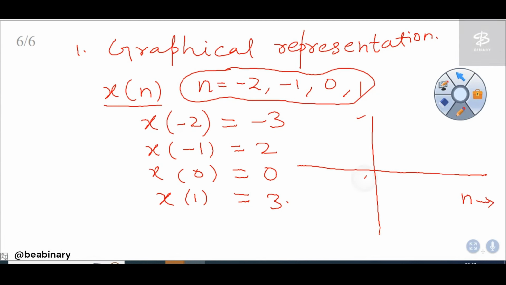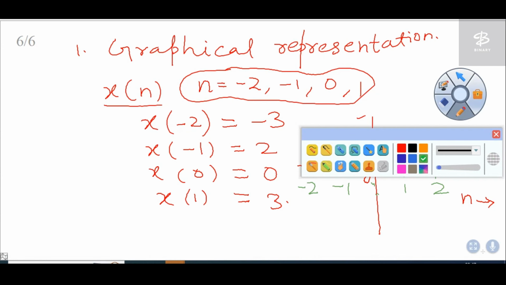So this point will be 0. Then this point will be 1. This point will be 2. This point will be -1. This is -2.